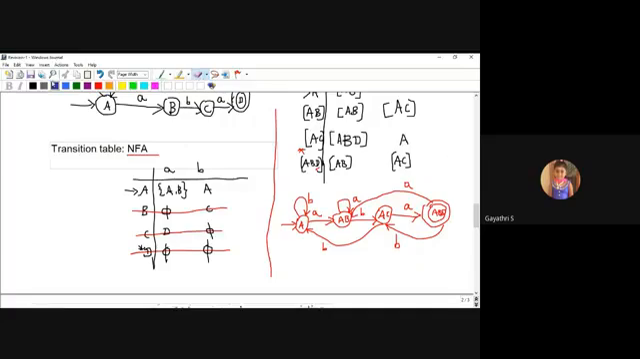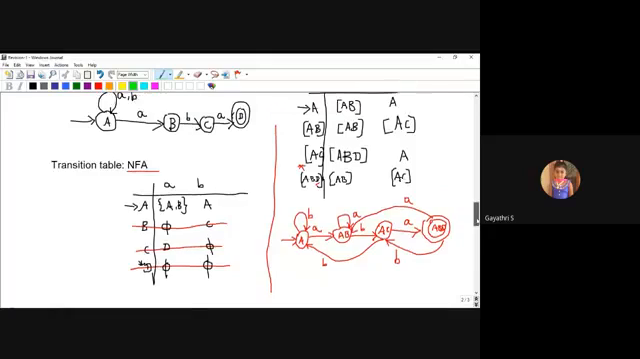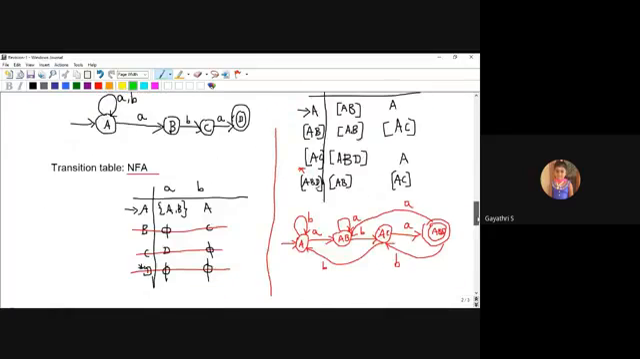See, your DFA considers all the input alphabet for every transition. A has a transition on both A as well as B. AB has a transition on both A as well as B. AC has a transition on both A as well as B. ABD has a transition on both A as well as B. This is the transition table of DFA. Just make a note of it.